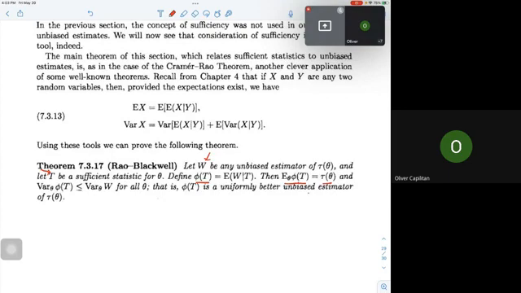And it says here that the variance of phi of T is less than or equal to the variance of W. Take note, W is for any unbiased estimator, so the variance of W for all theta in the parameter space. So we found an unbiased estimator, a function of our sufficient stat, that is a uniformly better unbiased estimator of our function of the parameter tau of theta.